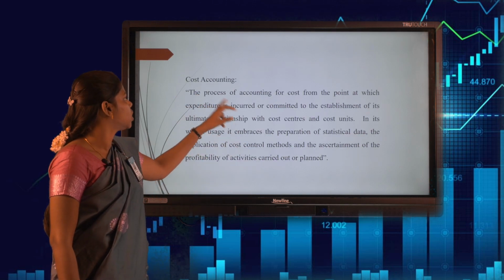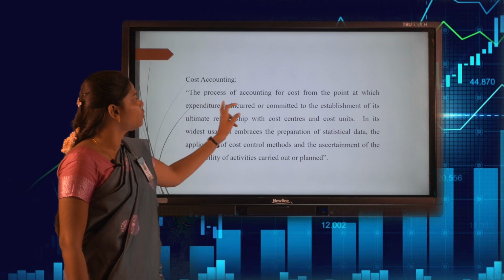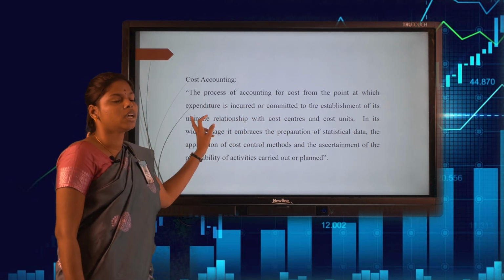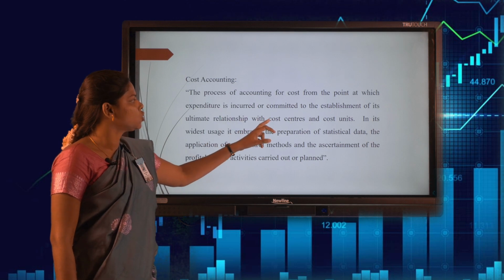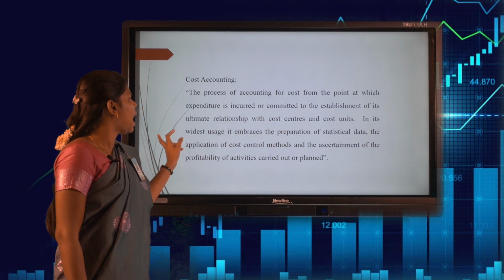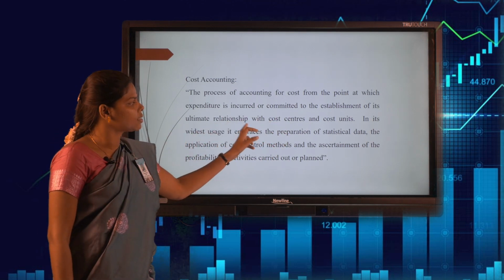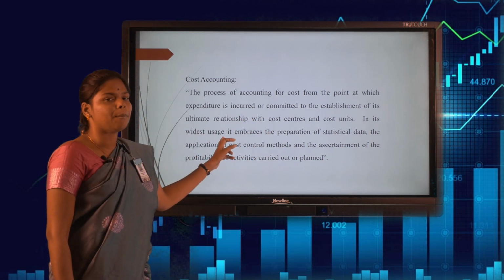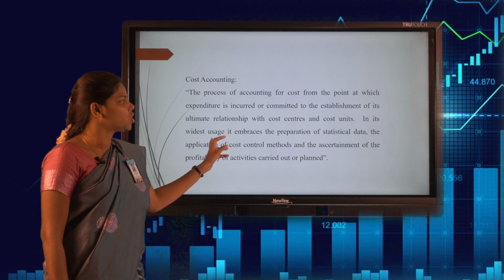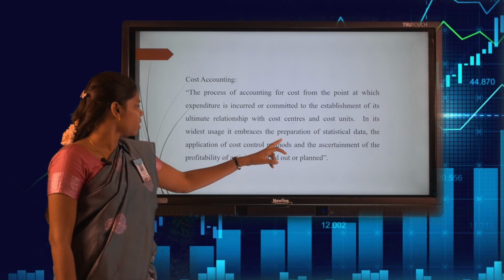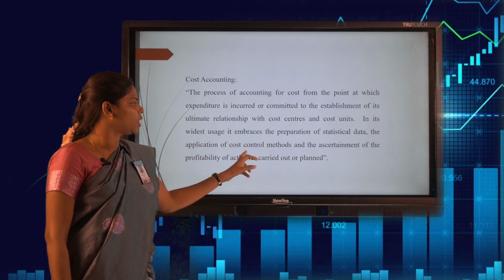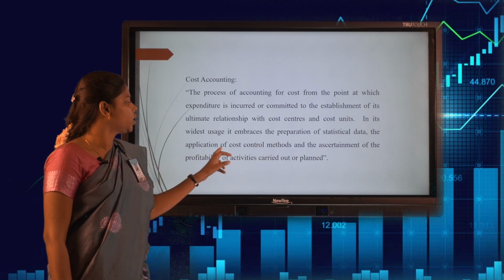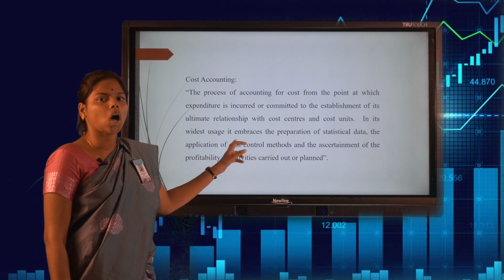Then we move on to cost accounting. It is the process of accounting for cost from the point at which expenditure is incurred or committed to the establishment of its ultimate relationship with the cost center and cost unit. In its widest usage, it embraces the preparation of statistical data, the application of cost control methods and the ascertainment of the profitability of activities carried out or planned.